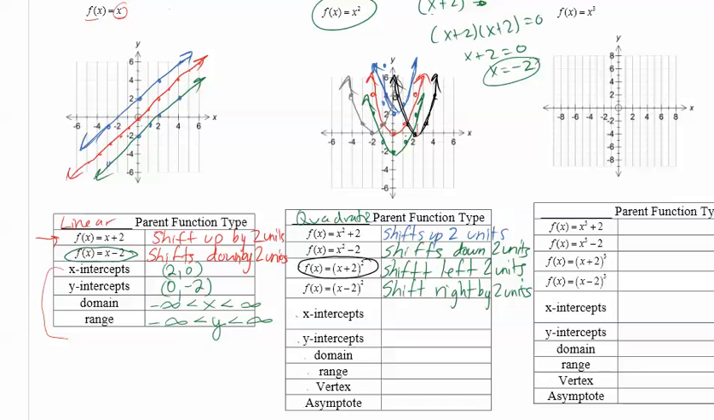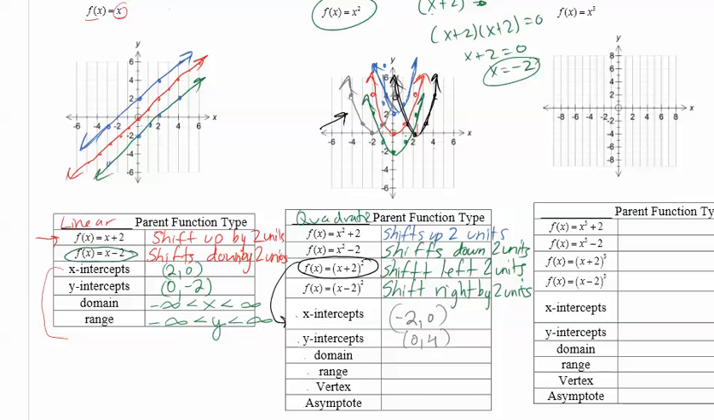So the x-intercepts for x plus 2 squared. Well, x plus 2 squared shifted my function to the left, so I'm looking at this function here in gray. And so that is going to make my x-intercept negative 2, 0. Okay, so it's on the x-axis. In the case of the y-intercept, well, since it shifted over, the y-intercept is not the vertex anymore. It's not 0, 0. So the y-intercept is now 0, 4.